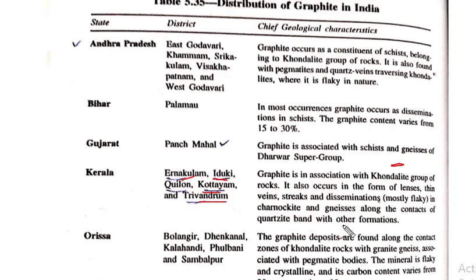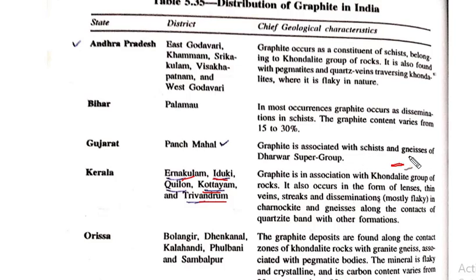In Odisha we have 5 districts like Bolangir, Dhenkanal, Kalahandi, Phulbani and Sambalpur. Here the graphite deposits are found along the contacts of Kondalite rocks. As you are seeing, these are mostly confined to high grade metamorphic rocks like Kondalites, charnockites and schists and gneisses. They are not very high grade, but still you find graphite in these kinds of rocks.